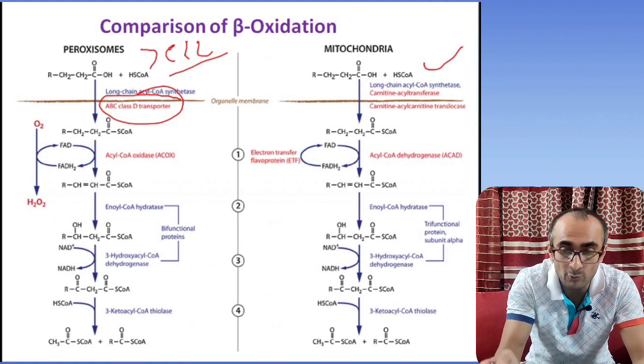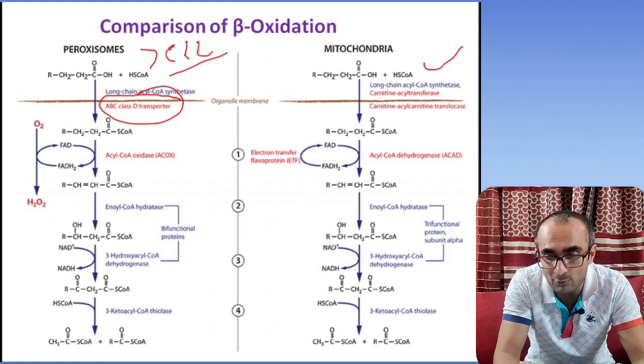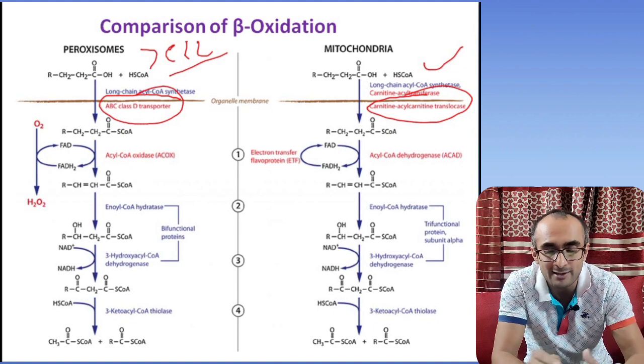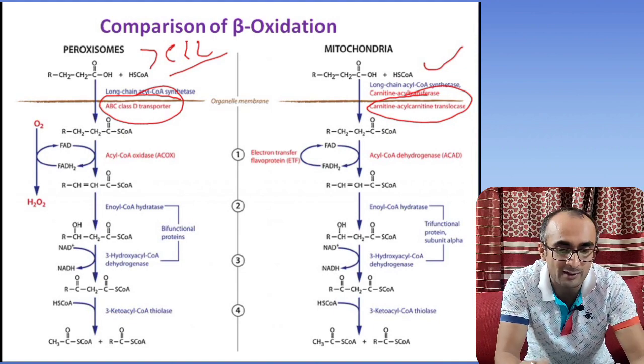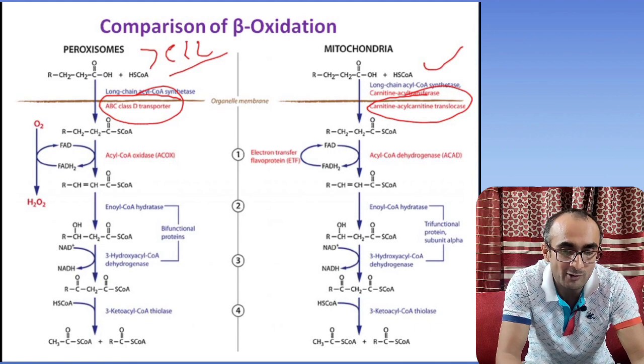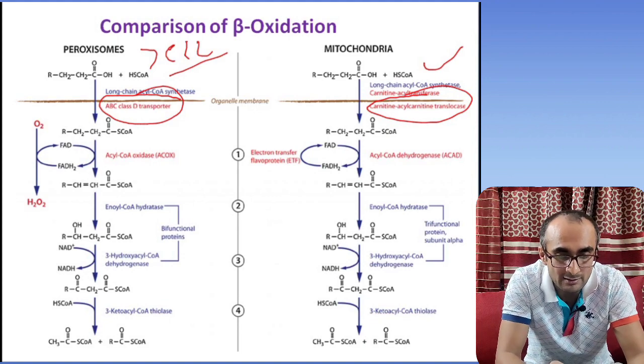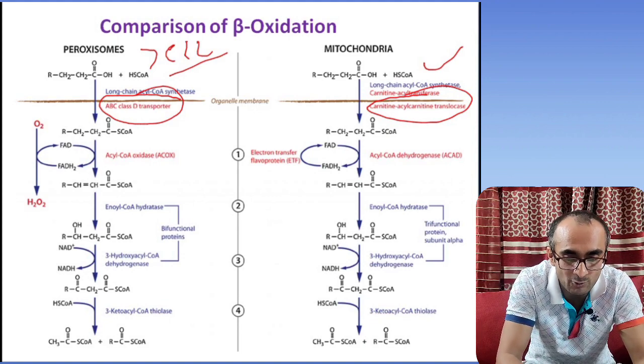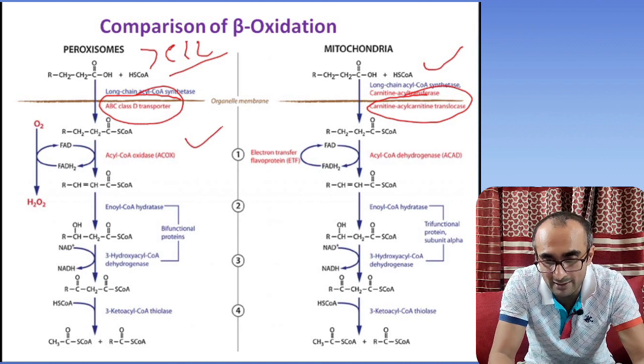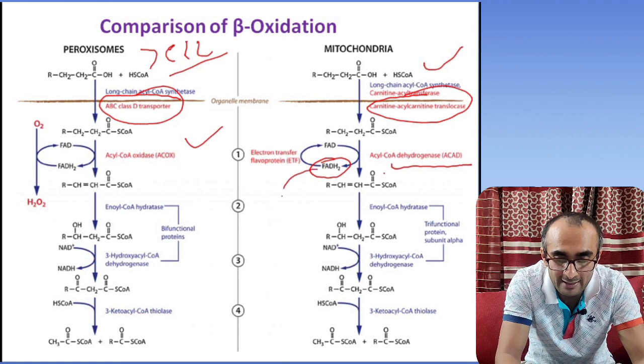In the case of mitochondria, we have seen that transport is through carnitine, acyl carnitine translocase. So the carnitine, acyl carnitine transporter is used for transportation from cytosol to mitochondria, whereas you have a different type of transporter in peroxisome for the same purpose. The third difference is in the first oxidation reaction. In mitochondria, acyl coenzyme A dehydrogenase, ACAD, produces one FADH2, and this FADH2 enters the electron transport chain and can give rise to 1.5 ATP molecules.